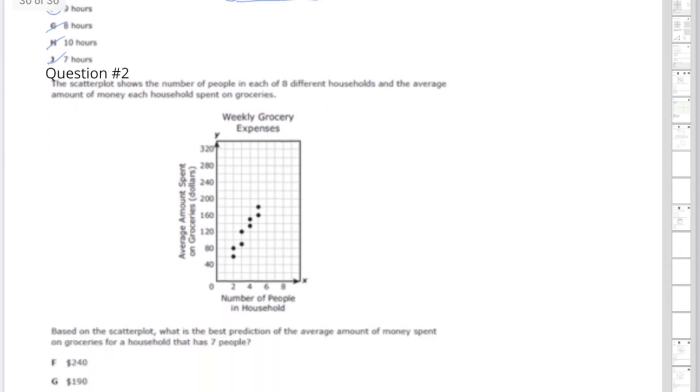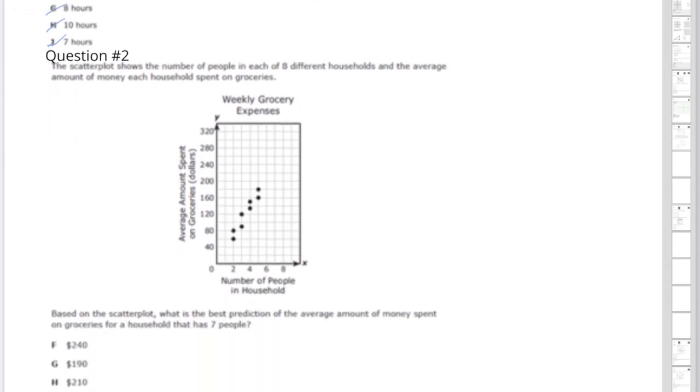All right, let's move on to our next question. And on this question, we're going to follow the same process. We're going to read the question, underline and box in some keywords, and then we're just going to solve the problem and draw some lines, all right? So let's read the question.